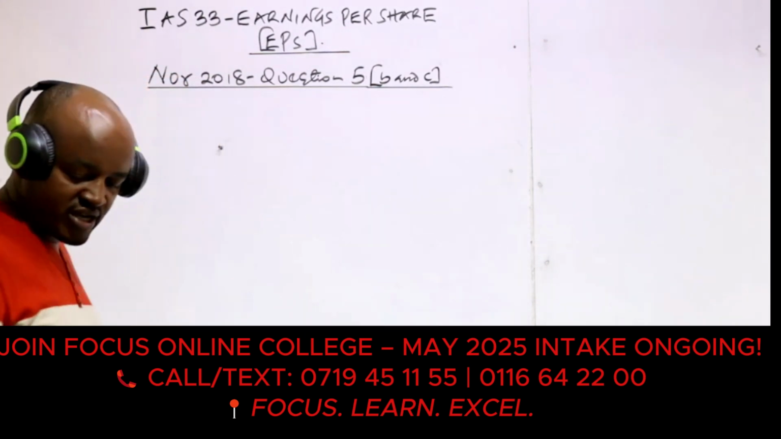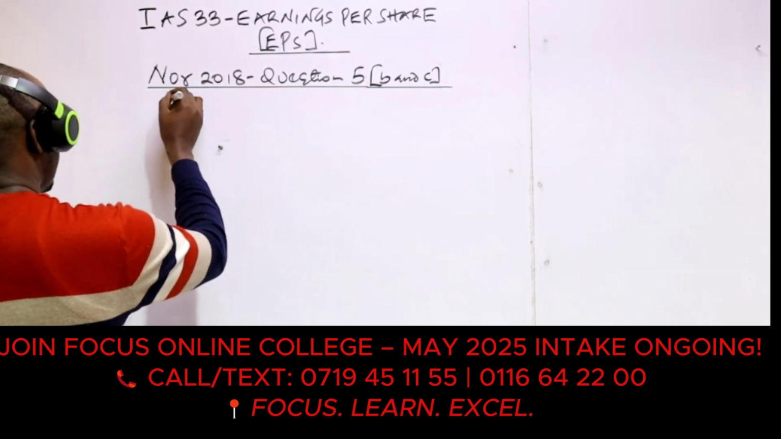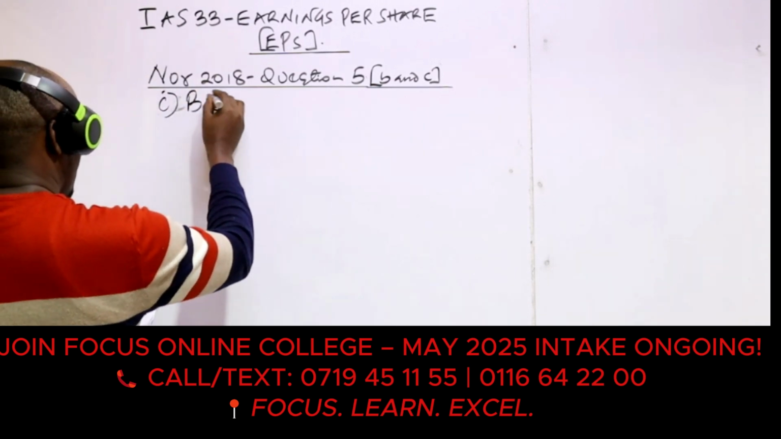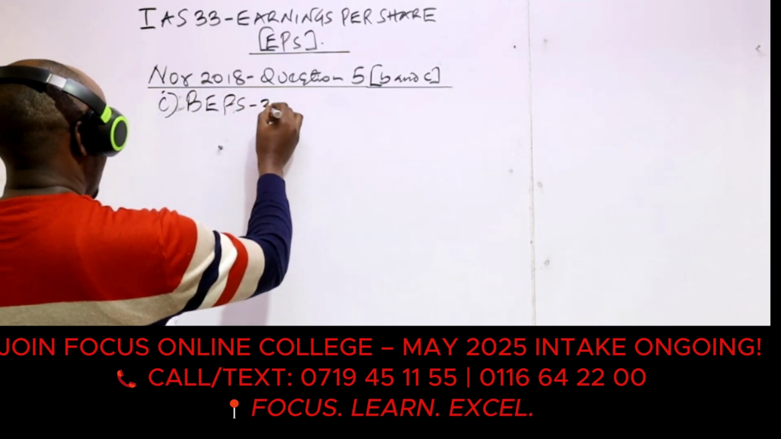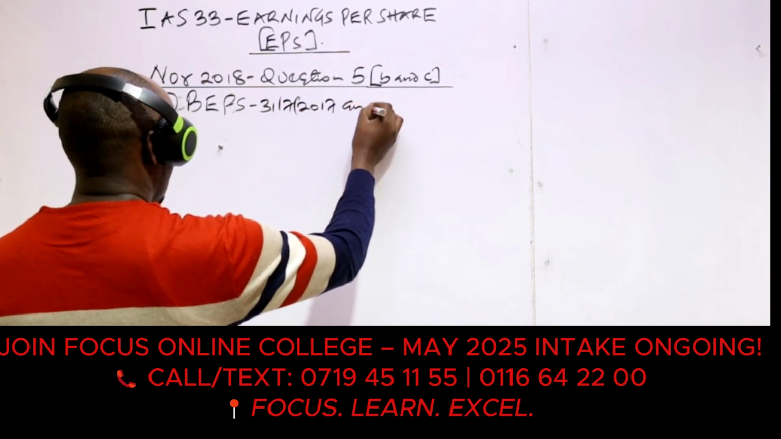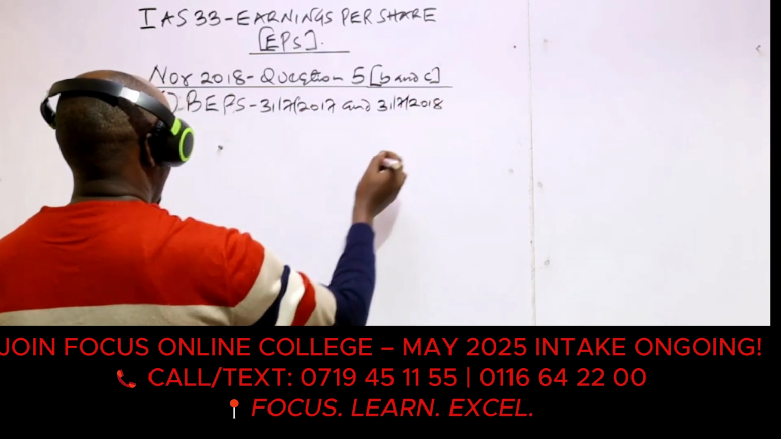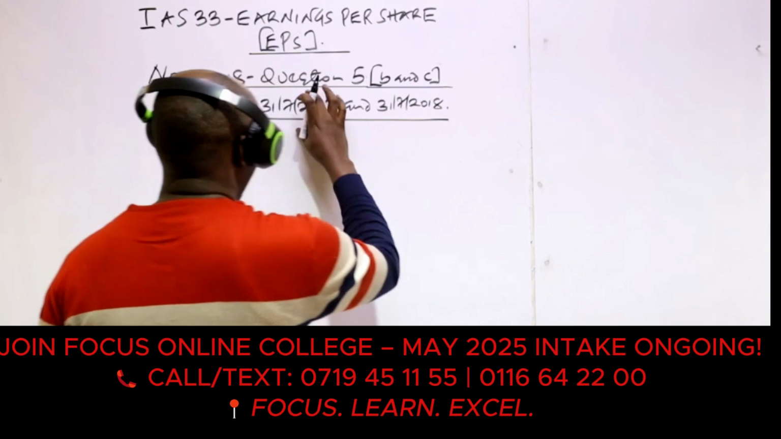Basic earnings per share for 2 years. Required 1: basic earnings per share for the year which ended 31st of July 2017 and 31st of July 2018. So automatically, we're going to start by computing the earnings per share for the first year.